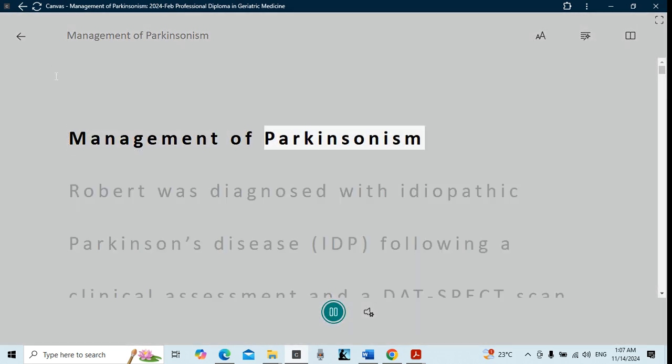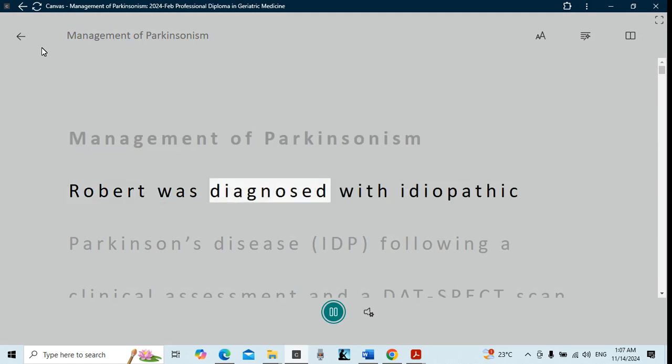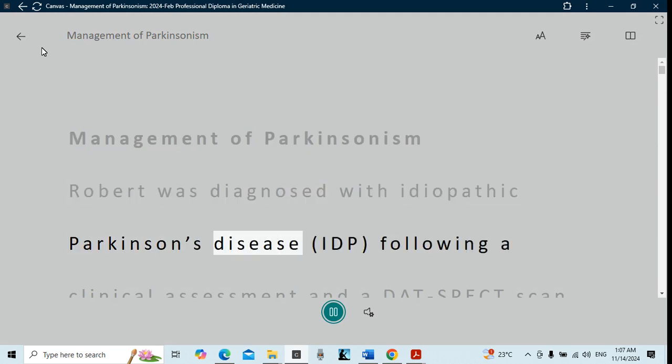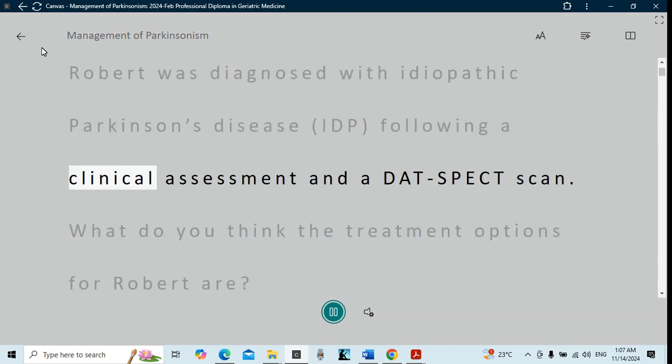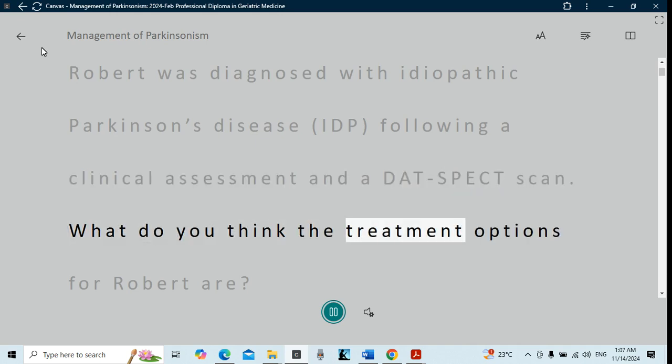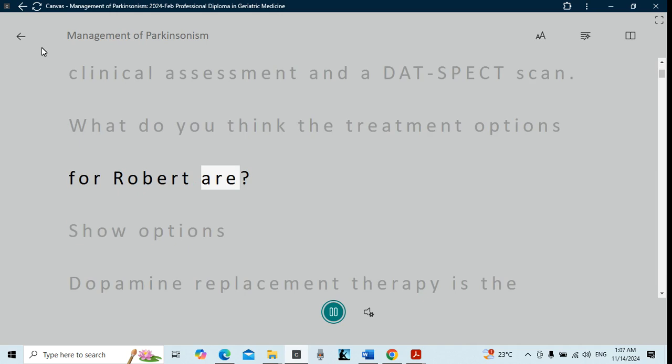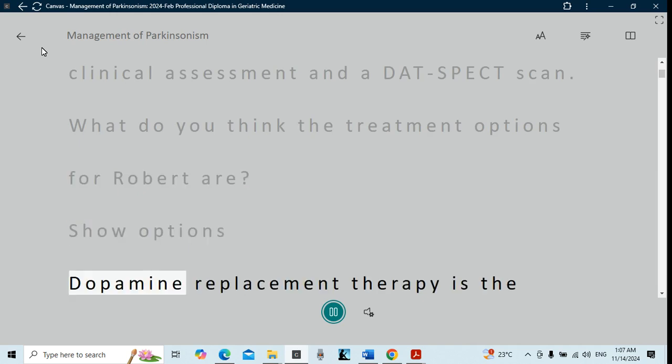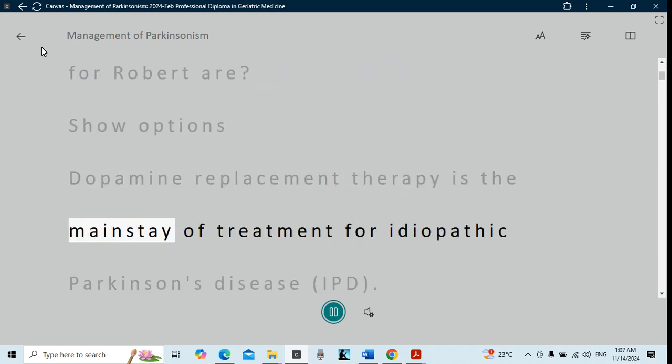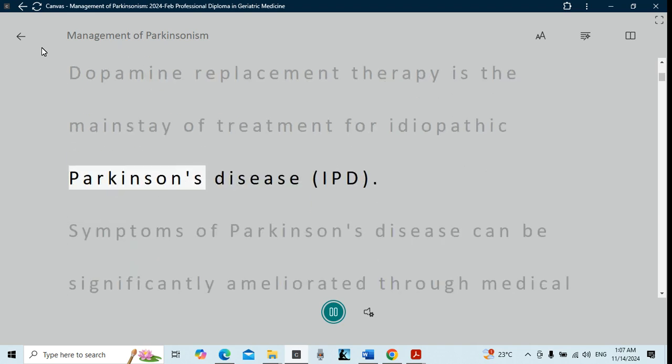Management of Parkinsonism. Robert was diagnosed with idiopathic Parkinson's disease, IPD, following a clinical assessment and a DAT SPECT scan. What do you think the treatment options for Robert are? Show options. Dopamine replacement therapy is the mainstay of treatment for idiopathic Parkinson's disease, IPD.